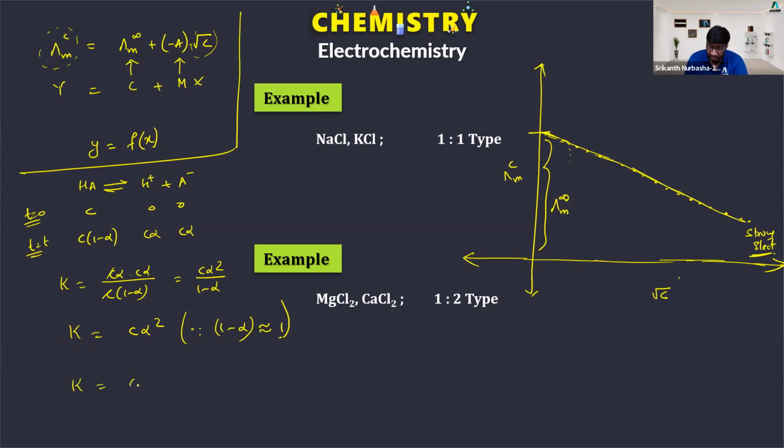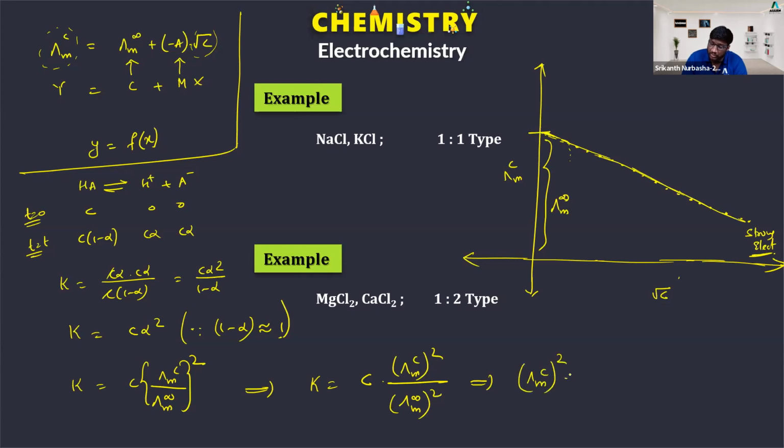What is alpha? From the experiments of conductance, alpha you can write as molar conductance at any concentration by molar conductance at infinite dilution. So you can write K is equal to C into molar conductance at any concentration whole square divided by molar conductance at infinite dilution whole square. So from here I can write molar conductance at any concentration whole square into C is equal to K into molar conductance at infinite dilution whole square. So molar conductance at any concentration into root C is equal to root K into molar conductance at infinite dilution.